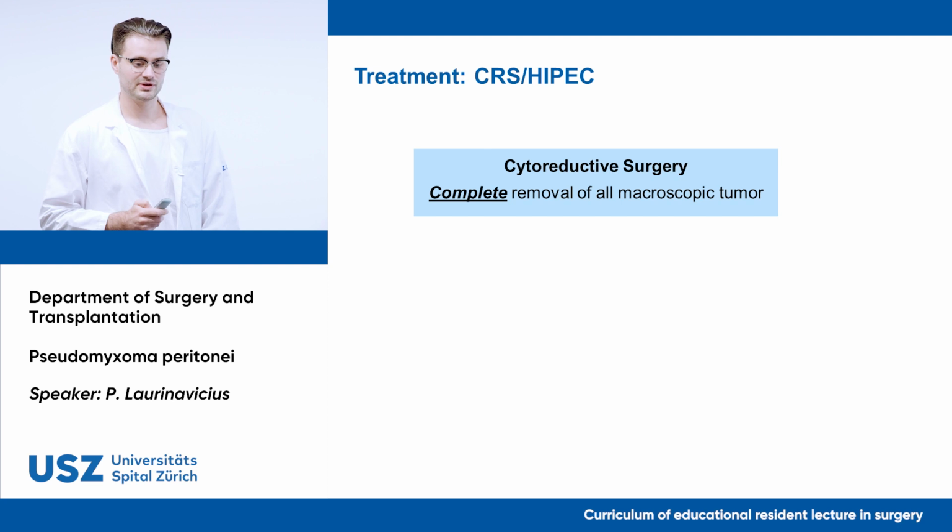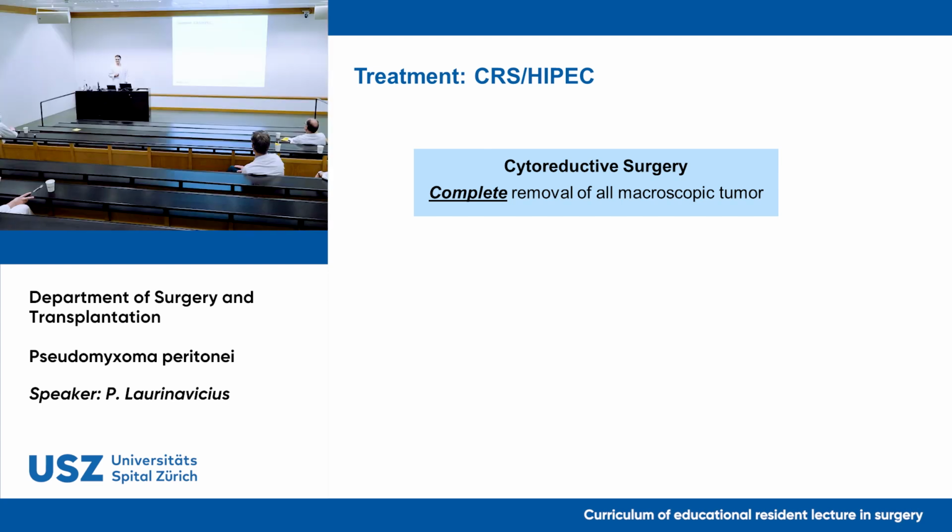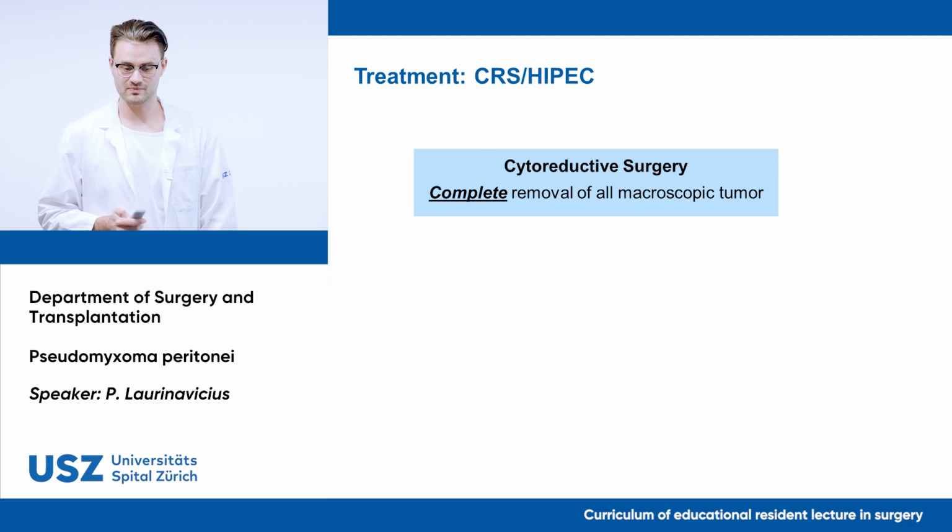So, moving forward to the treatment. It is the CRS HIPEC. As you may have noticed, it consists of 2 parts. So, firstly, we have to remove all of the macroscopically visible tumor with the help of cytoreductive surgery.